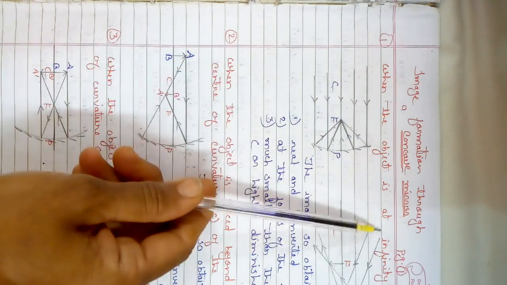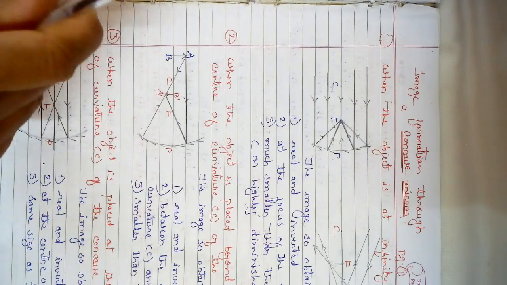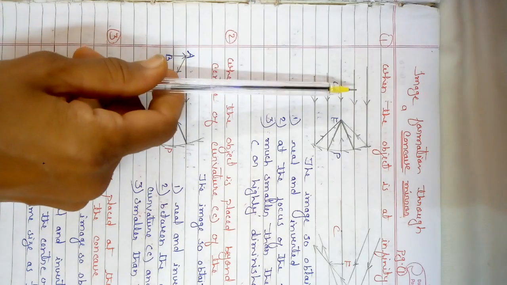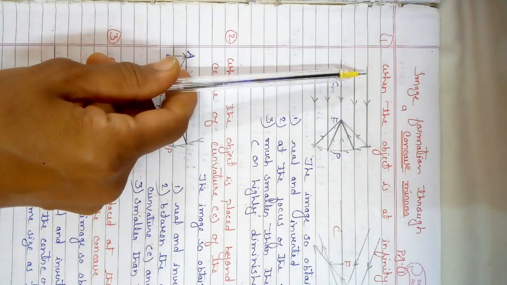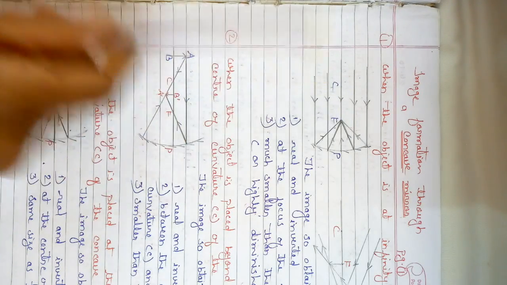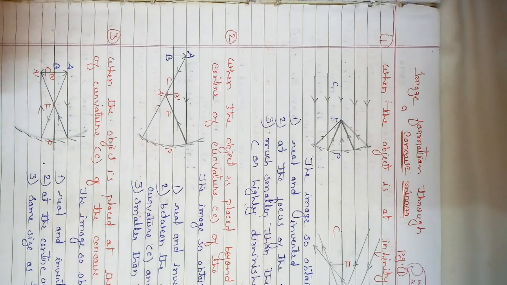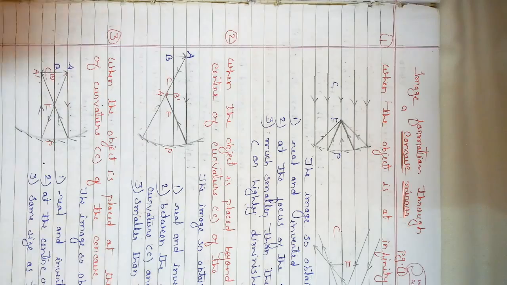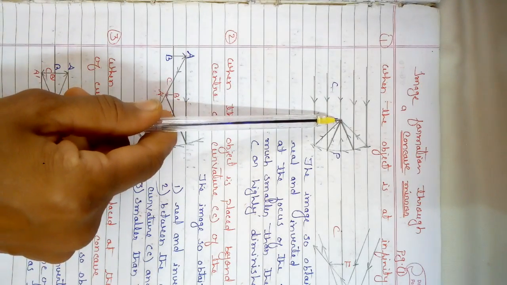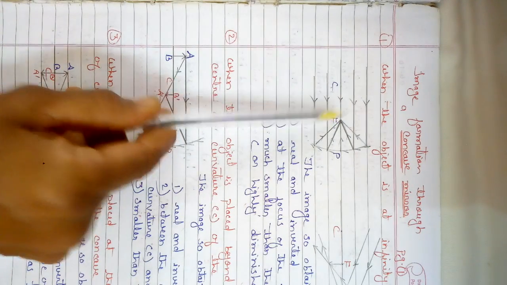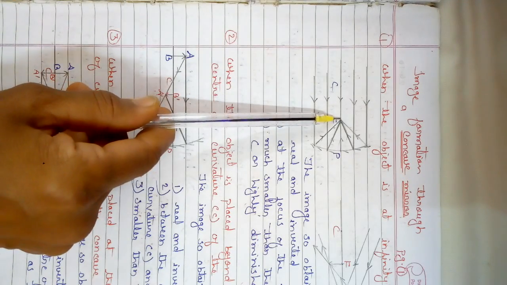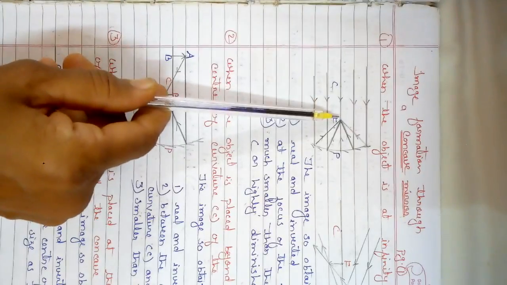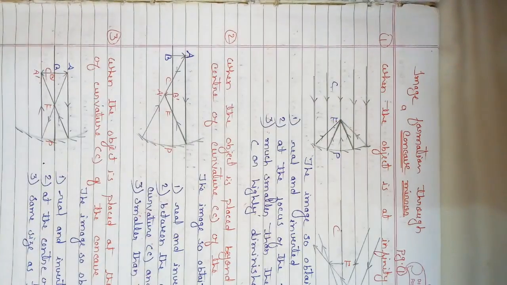The first is, when the object is at infinity, we always consider that the rays coming from a distant object, that means from infinity, are parallel to the principal axis of a concave mirror or a spherical mirror. So when these parallel rays are incident on a concave mirror, they will converge at a point called the principal focus, and this image will be on the focus, sharp, highly diminished.